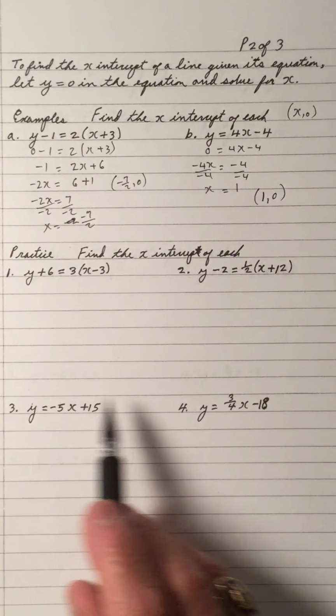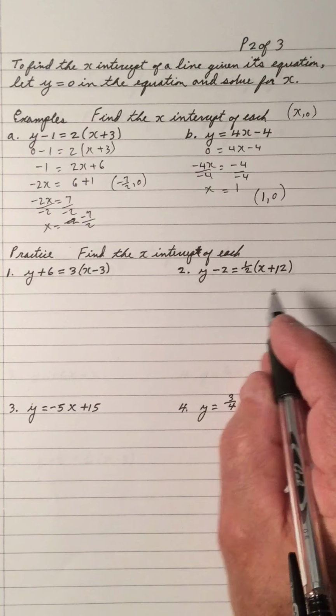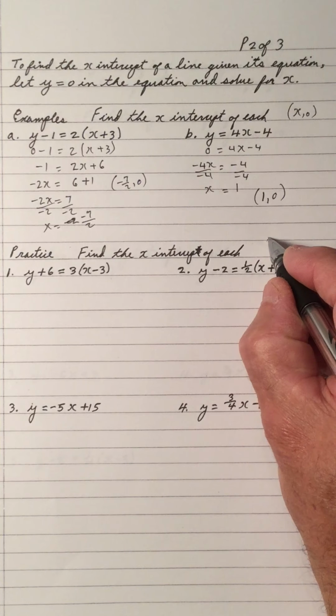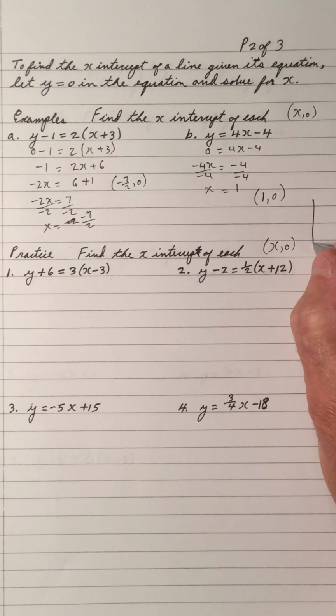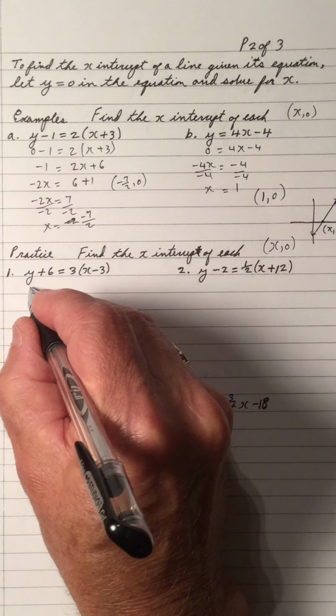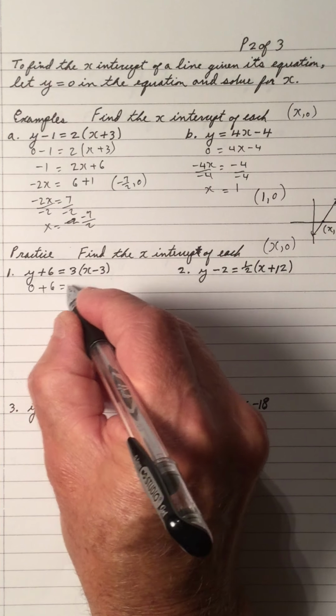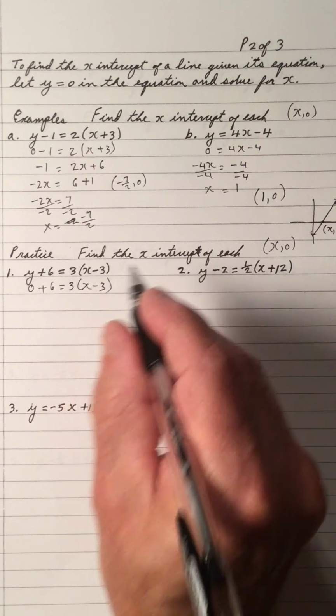Practice. There are 4 of these here, so do one at a time and play it back to see if you're right. Find the x-intercept. So the x-intercept is the point x, comma 0. And if you look at a graph, this is the x-axis. So when a line cuts the x-axis, that coordinate right there is x, comma 0. So we're going to let y equal 0 and solve for x. So we put 0 in for y, and now we're going to solve.